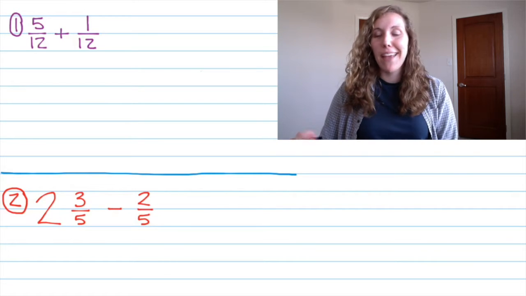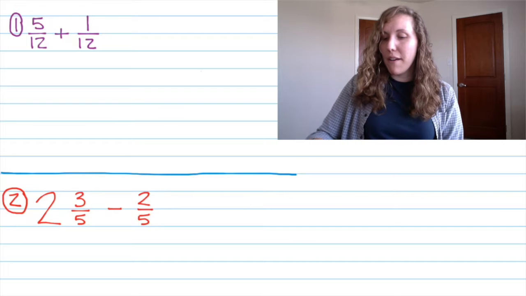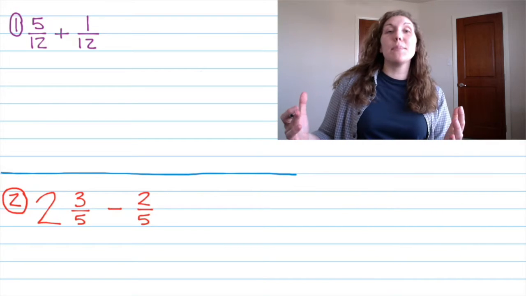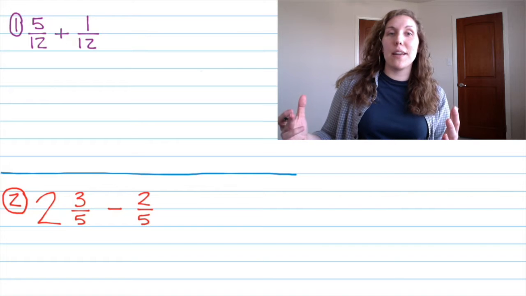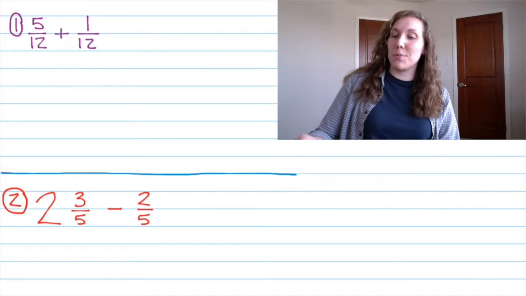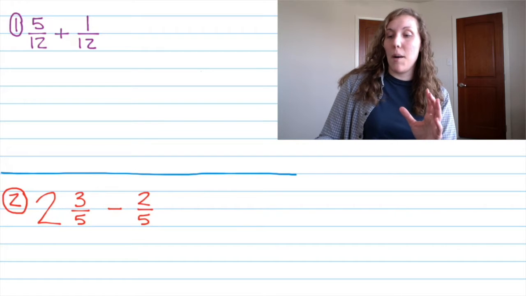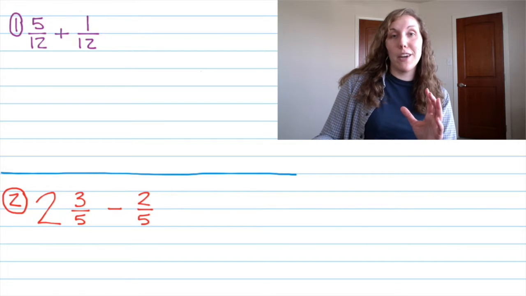Let's get started. All right, so looking at number one, we have 5/12 plus 1/12. And this is great because they have the same denominator, and when fractions have the same denominator, they're super easy to add and subtract. We'll be talking more later in another lesson about when they don't, but today we're going to talk about when they do.